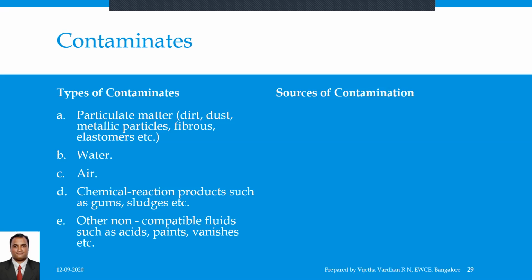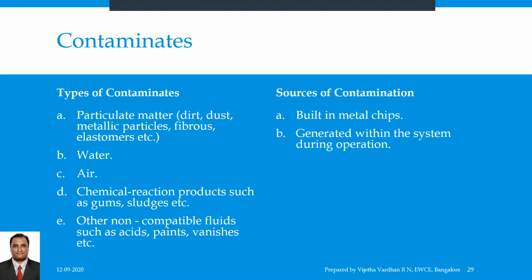It could be built-in metallic chips from manufacturing, such as welding scales, lapping compound, sand from casting, and particles of metal from machining, etc. Then contamination generated within the system during operation: excessive fluid velocities erode the inner surfaces of the pipes and components and add it to the fluid. Coming to external sources, air entering the reservoir contains dirt and moisture, which causes formation of rust on the walls of the reservoir and gets into the fluid.